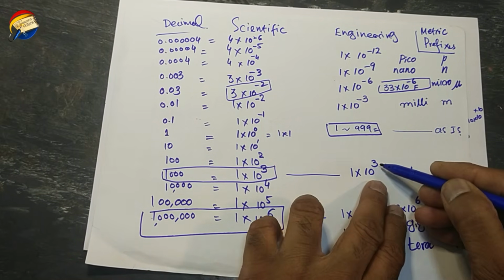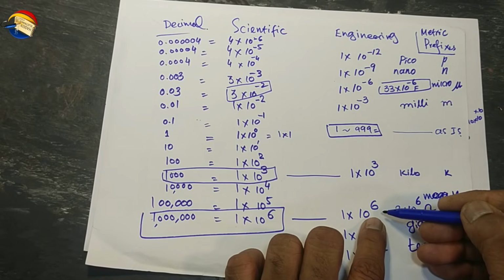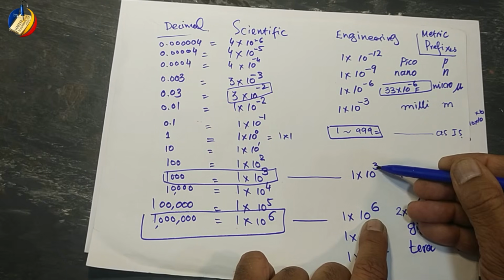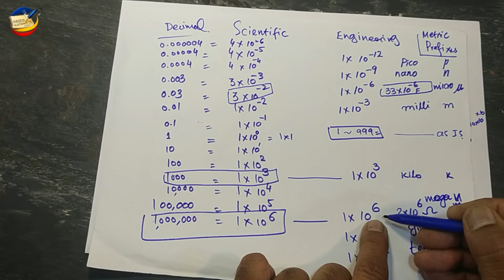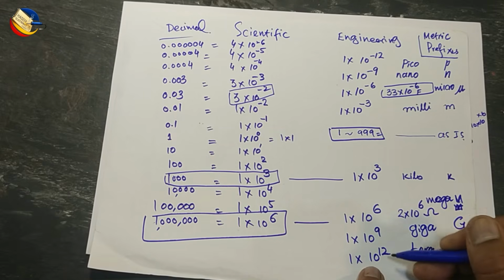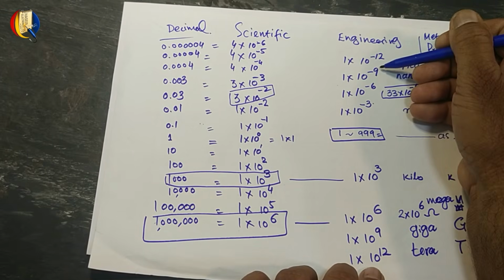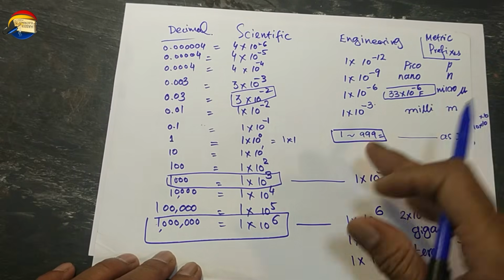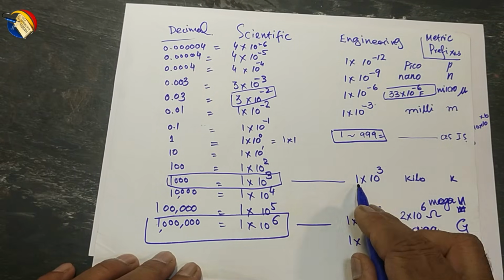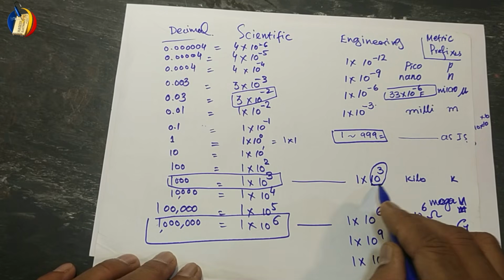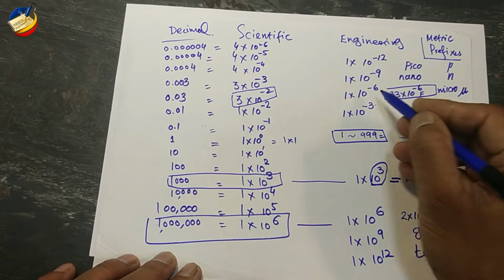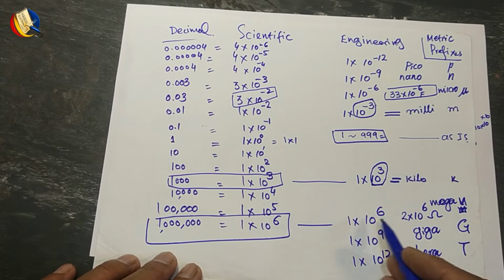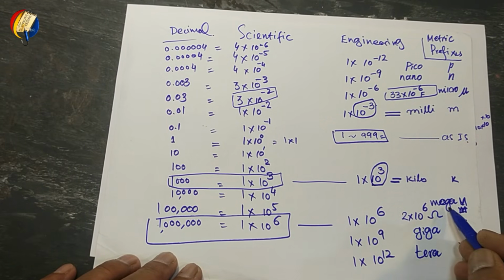Like here, 10 raised to the power 3, then 10 raised to the power 6. But here, after 3 come 4, 5 and then 6. In engineering: 3, 6, 9, 12, minus 3, minus 6, minus 9, minus 12. In engineering notation, each power of 10 is defined with a prefix. 10 raised to the power 3 is defined as kilo. Minus 3 is defined as milli. 10 raised to the power 6, mega.